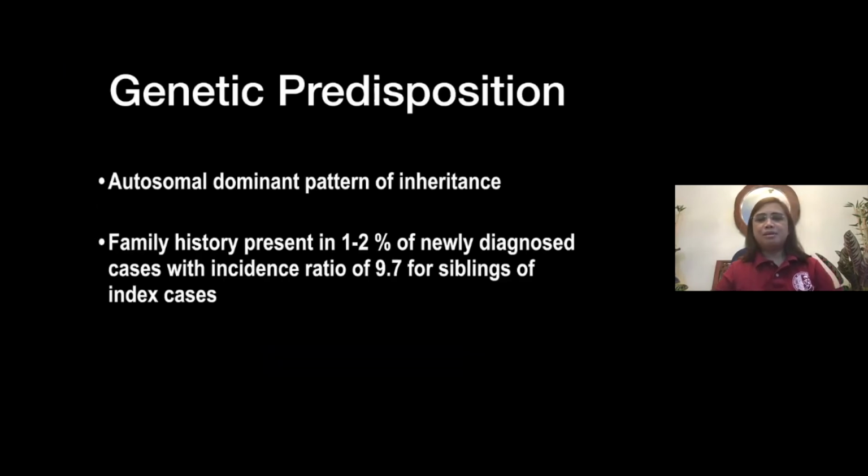For the genetic predisposition of neuroblastoma, it has an autosomal dominant pattern of inheritance, and family history is present in 1 to 2% of newly diagnosed cases, with an incidence ratio of 9.7% for siblings of the index case.